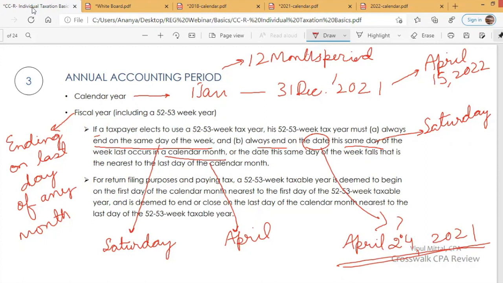And my new tax year will begin on April 25th, 2021. That is my new tax year starting date. All right. So my tax year is ending on April 24th, 2021.